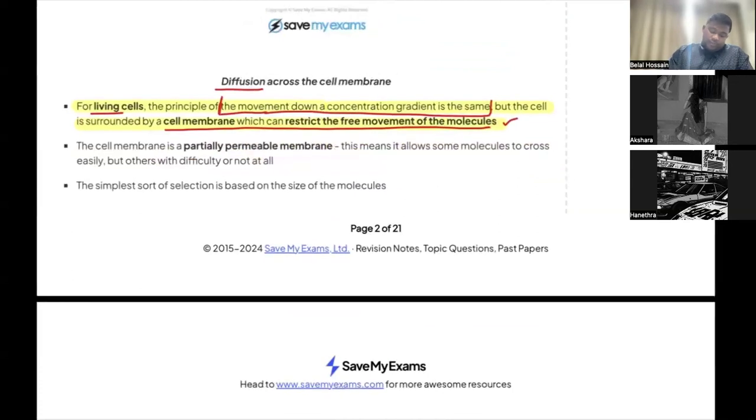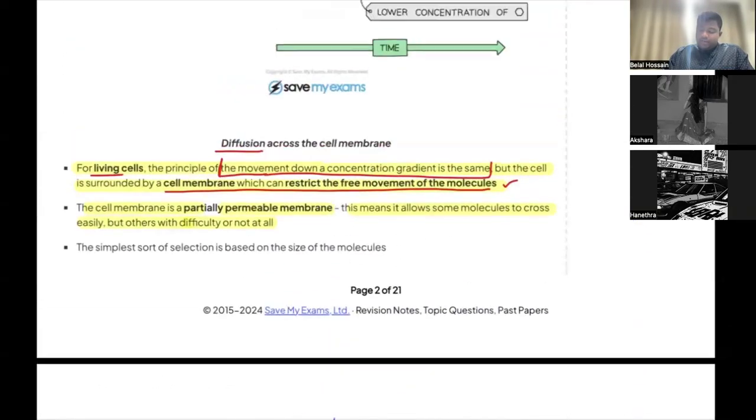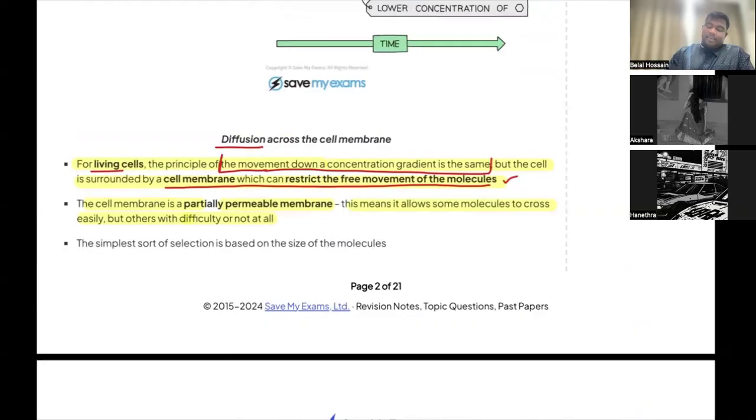So here, the cell membrane is partially permeable. This means it allows some molecules to cross easily, but others with difficulty or not at all. So the cell membrane acts as a barrier.